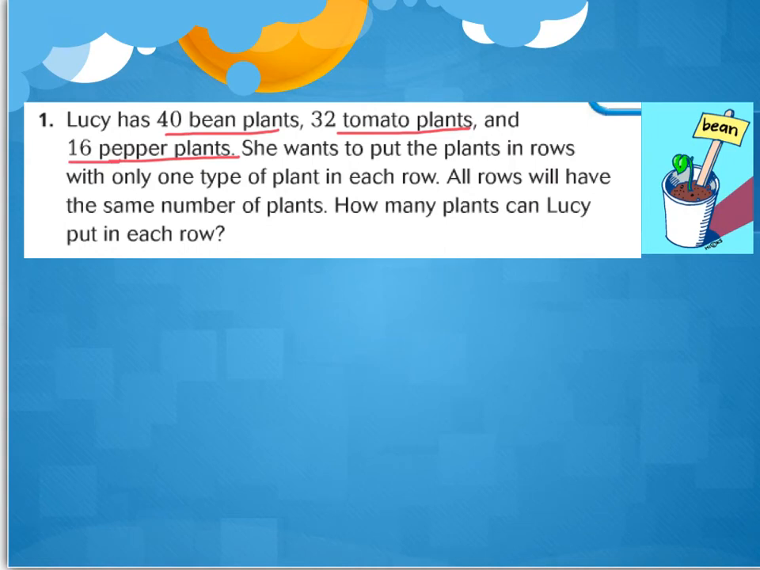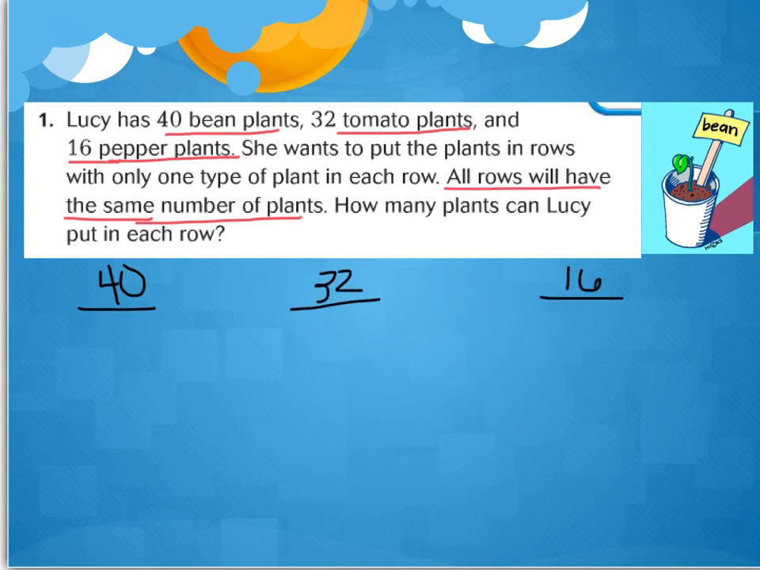Again, I see rows with equal numbers and the same type for 3 different numbers. So I'm going to do factors of 40, 32, and 16 and look for what they have in common. 40 is 1 and 40, 2 and 20, but not 3. 4 times 10, and 5 times 8. 6 and 7 are not factors of 40, and 8's already there, so I know I've listed all the factors of 40.